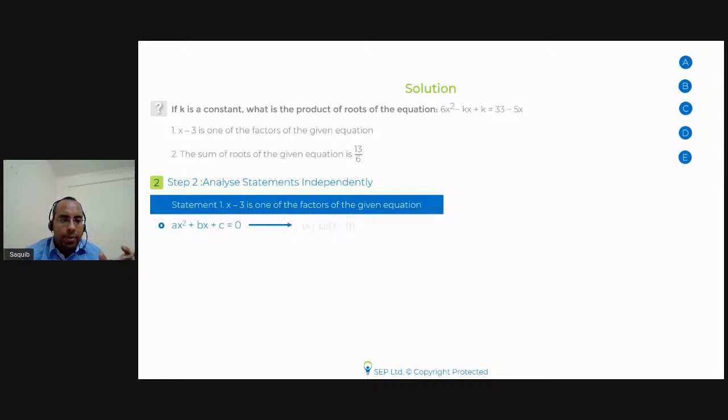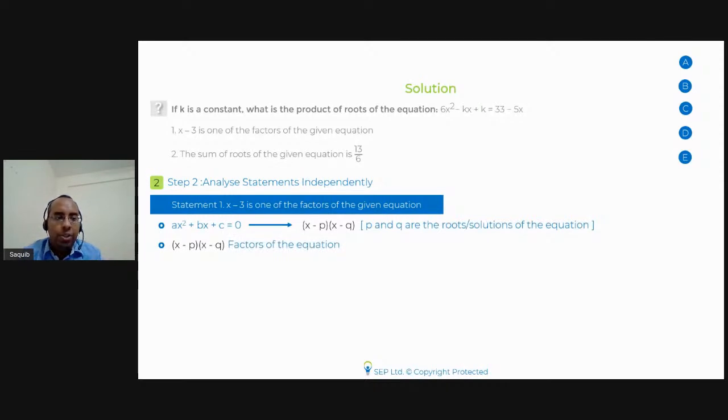Whenever you have an expression like ax squared plus bx plus c, this can be broken down into two parts, like when you're finding the roots, x minus p times x minus q. Now, when you equate these x minus p, x minus q to 0, you get their roots, p and q, the roots or solutions. But x minus p and x minus q individually are known as the factors of the equation. Why do you call them factors? Because if I divide by them, it will get completely divided.